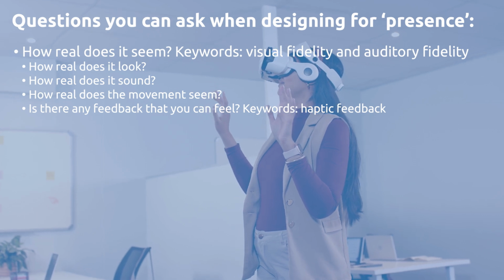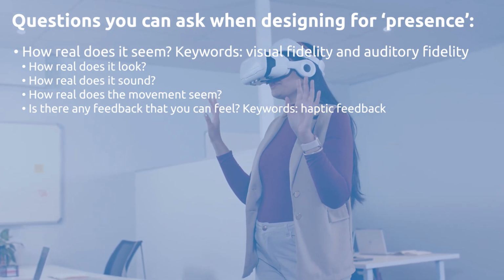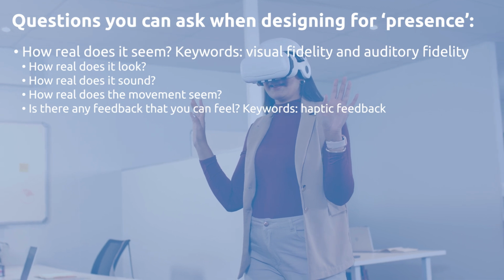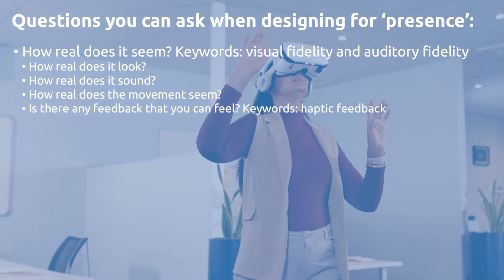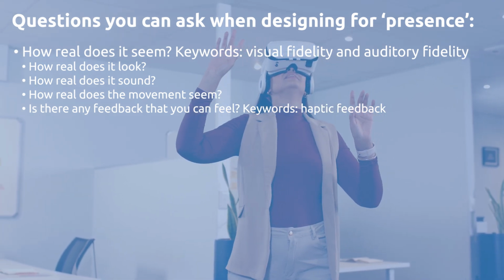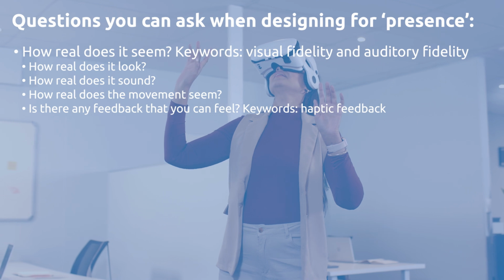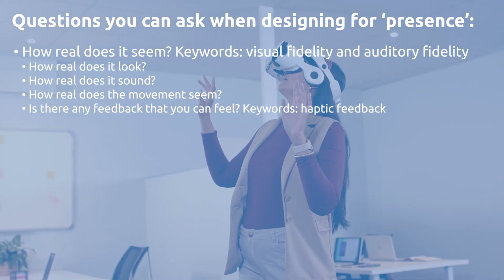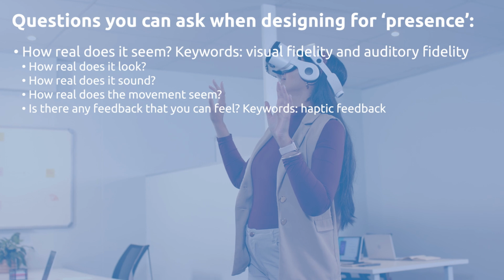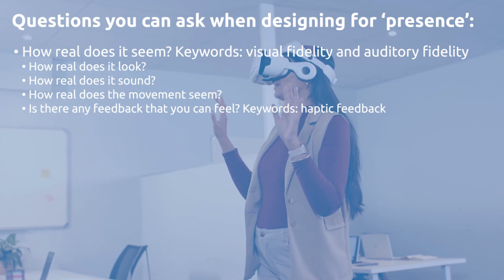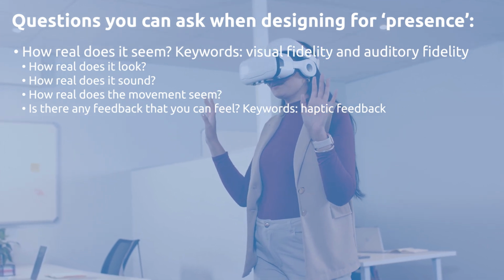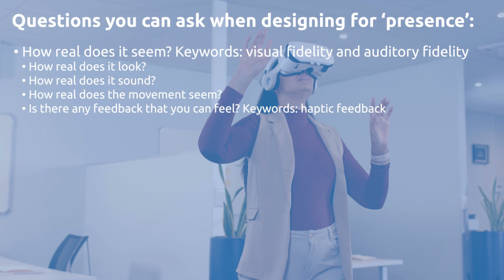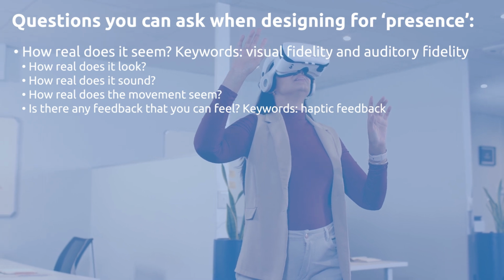How real does it sound? Auditory realism relates to spatial audio, binaural audio, and haptic feedback that enhance the auditory experience, making the virtual world more believable. How real does the movement seem, and is there any feedback that you can feel? Kinesthetic realism relates to physical interaction with virtual objects and environments through motion tracking, and haptic feedback can further deepen the sense of presence.